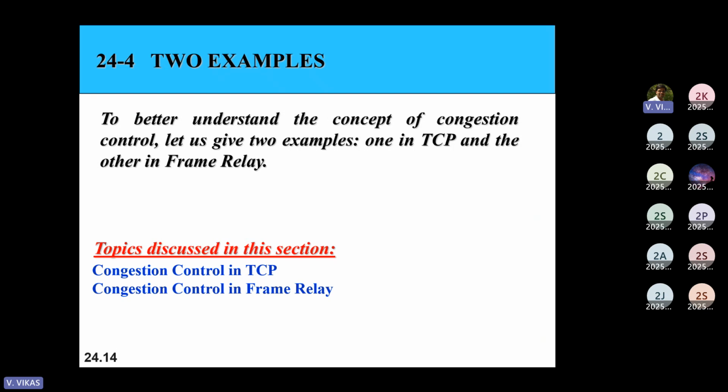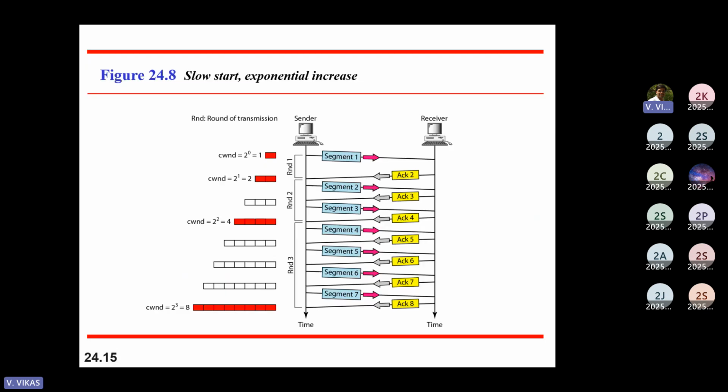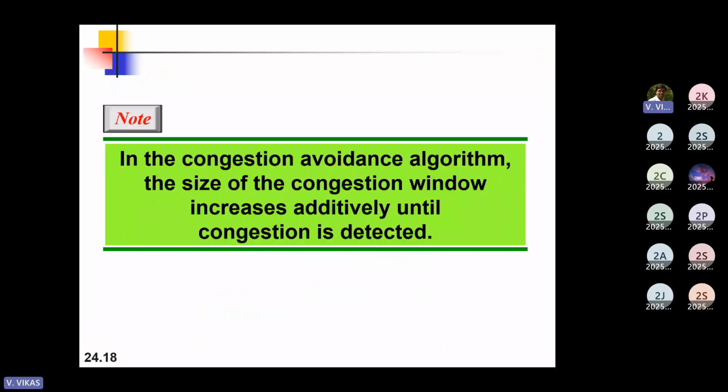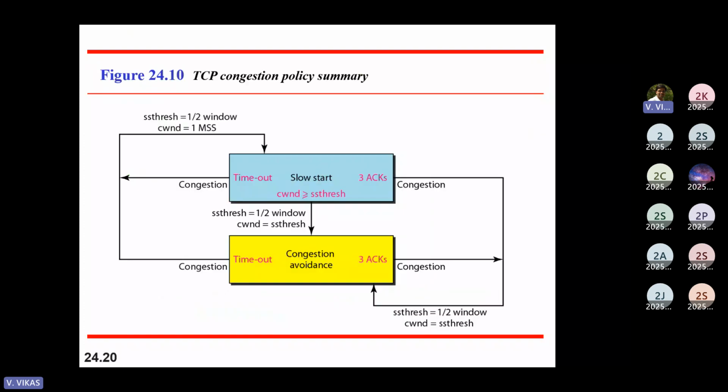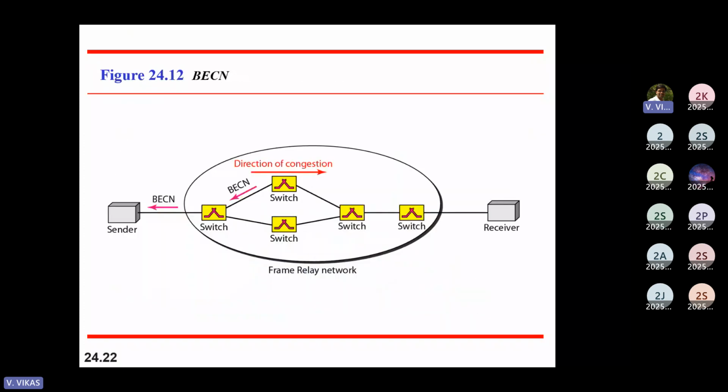Okay, then we have two examples to describe congestion control mechanisms. Congestion control, how it is done in TCP, that we have seen with respect to slow start, exponential increase, and multiplicative decrease. These things we have seen. The next thing is, especially in frame relay networks.